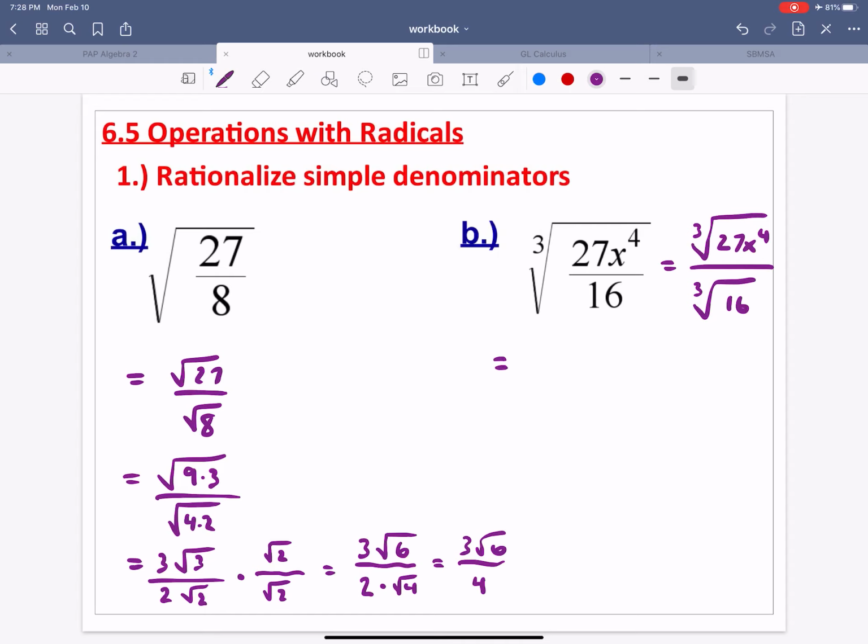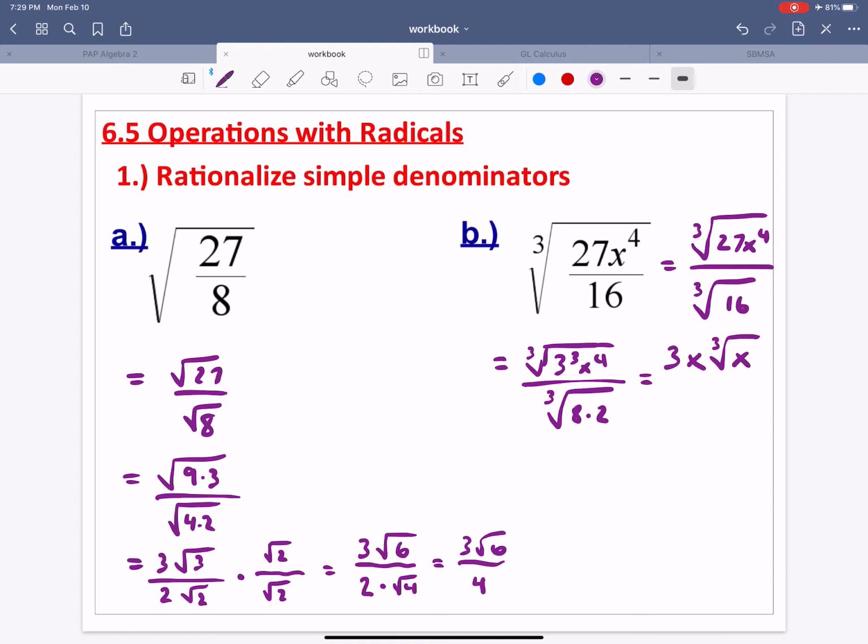So here's what we're going to do. We're going to take the top and simplify it. So I'm looking for a number to the third power that's a factor of 27. I could rewrite this as 3 to the third times x to the 4th, all over the cubed root of 8 times 2. Now, on the top, 3 to the third comes out of the cubed root as just a 3. X to the 4th can also come out as just an x, and I'm going to have an x left over on the inside.